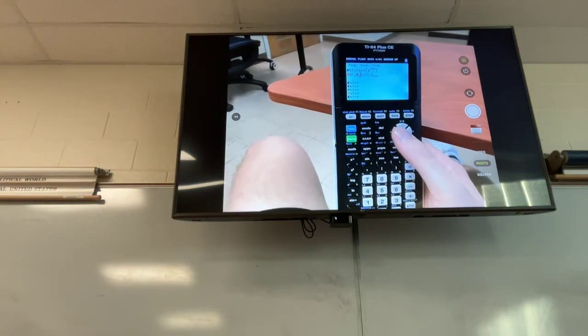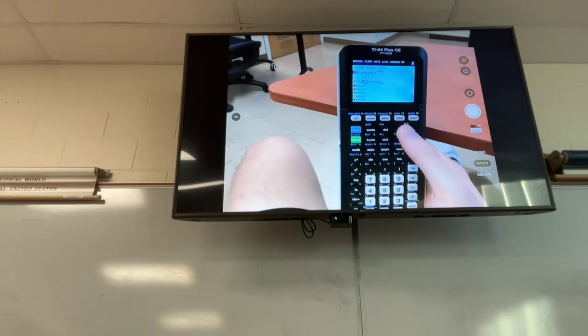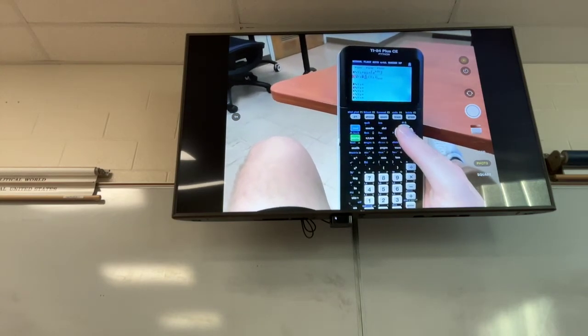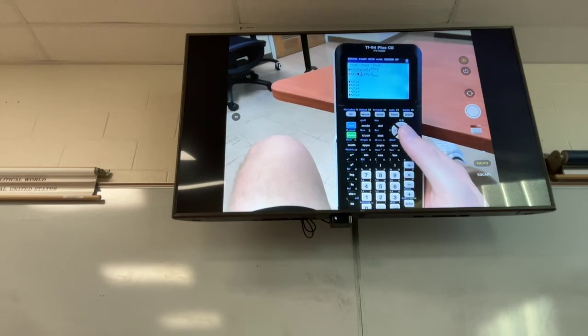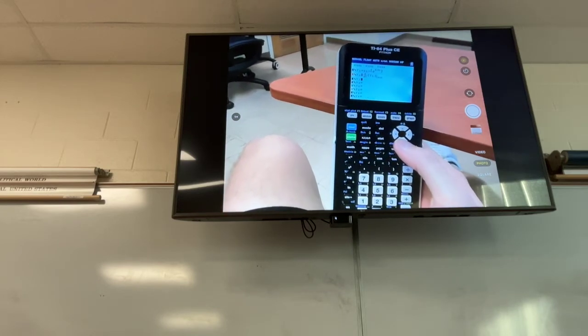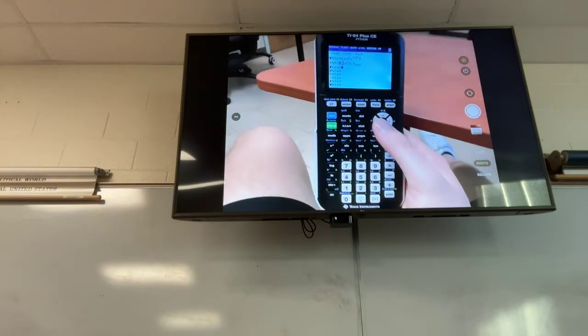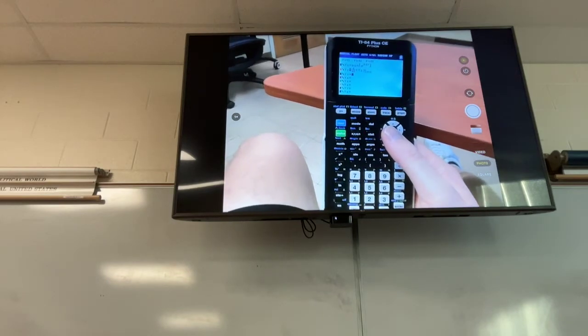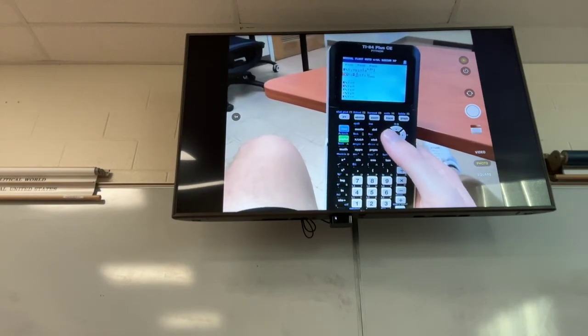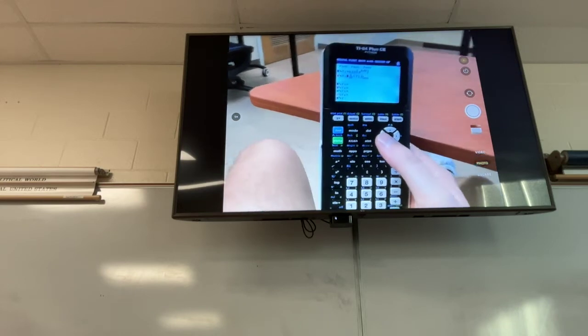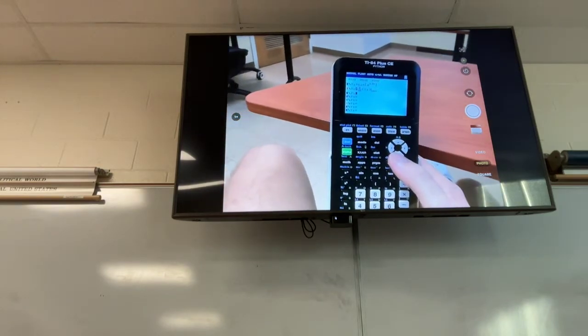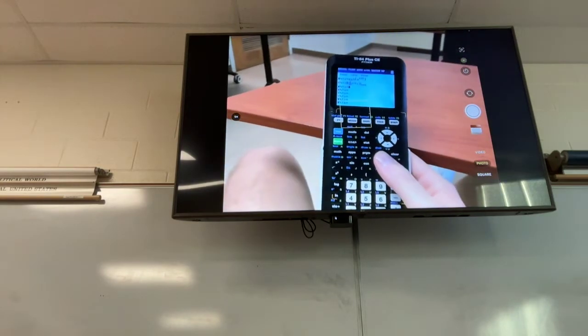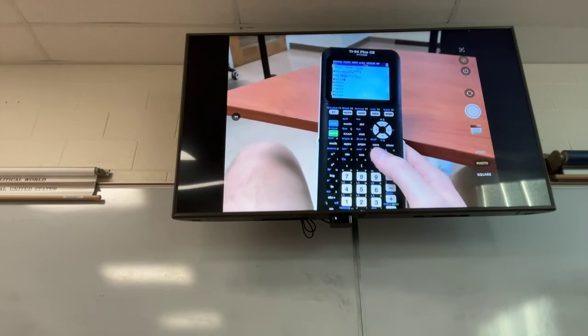So y2 is my velocity function, because it's the derivative of position, and the derivative of position is velocity, okay? The derivative of velocity is our acceleration function. So here's what I'm going to do. I want to take the derivative of y2, my velocity, and make it my y3. That y3 will be my acceleration function, okay?